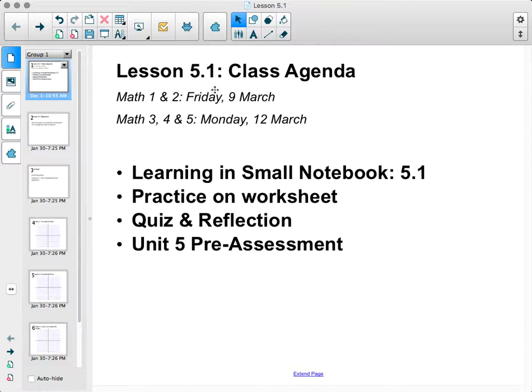Okay, so today what we're going to be doing is just a couple quick review things just to make sure we're all on the same page before we really start Unit 5. We're going to be graphing linear equations, and some of us are going to be graphing quadratic equations as well. And then after we do the learning in our small notebook, we'll practice on a worksheet and quiz and reflection, and then I'm going to give you a pre-assessment, or the substitute will give you a pre-assessment.